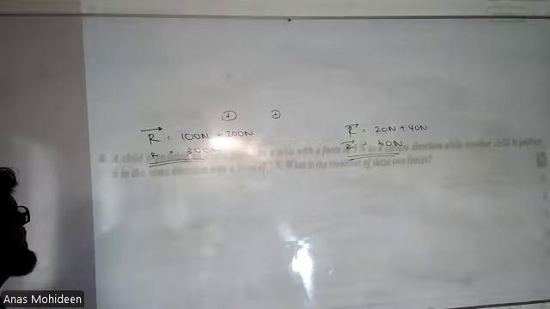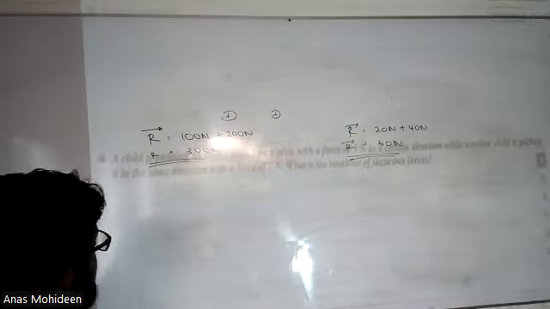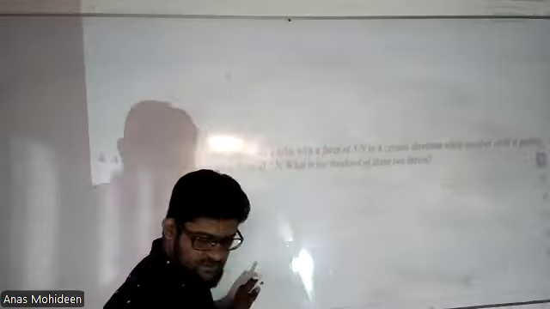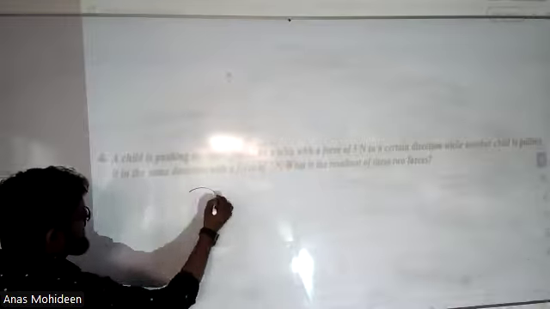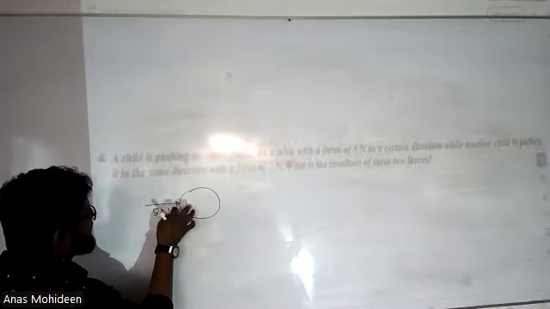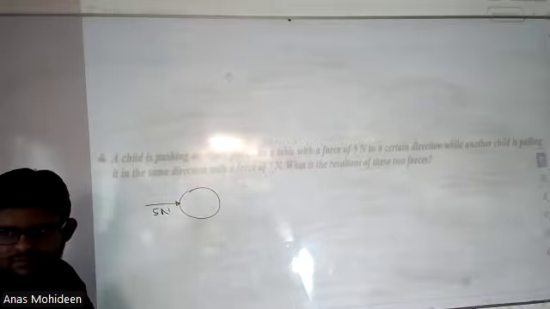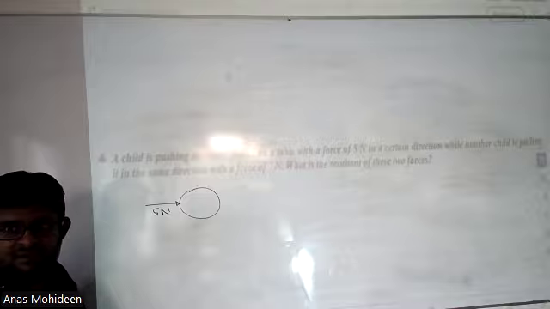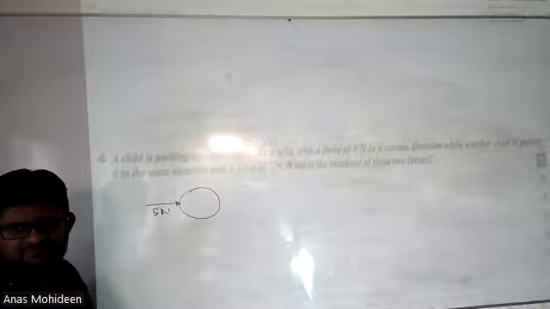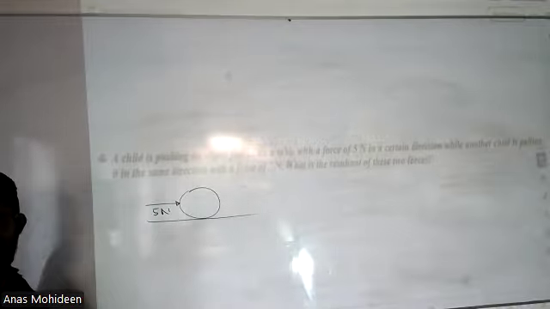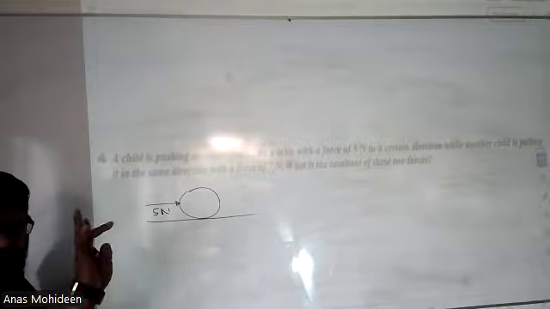A child is pushing an object. A push should be shown properly by an arrow hitting from behind the object. So let's say this is the object, a push, 5 newtons. Table? Yeah, it's based on a table. No, that's right. If you want, you can explain. Just not the diagram. But two things you have to consider here.